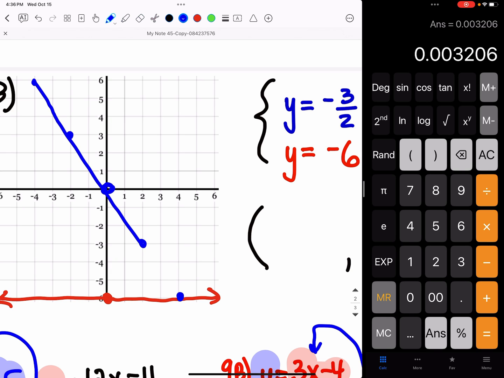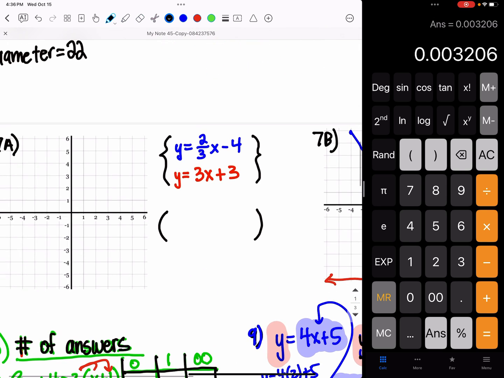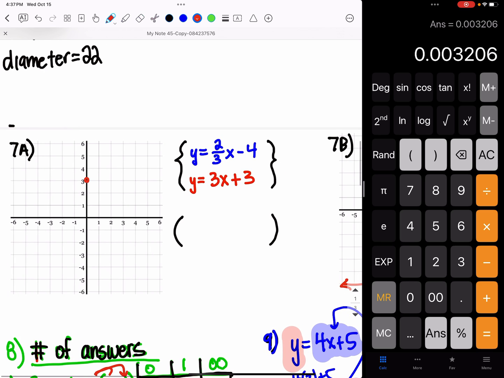So there we go. And they hit right there. Where is that? That is at 4 for the x's. On day 4, they both have negative $6. Over here, let's see. The red line starts at 3 and goes up $3 every day.